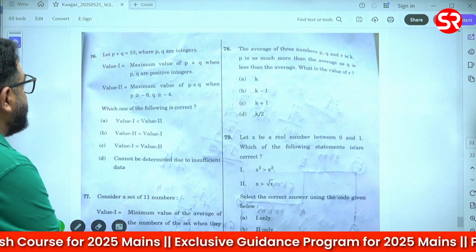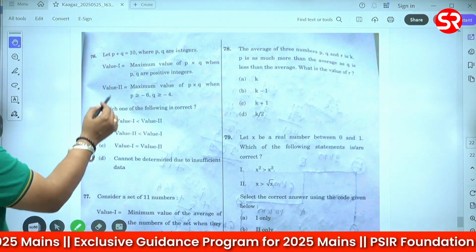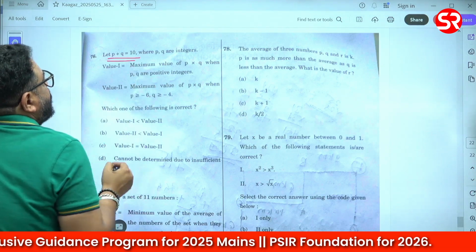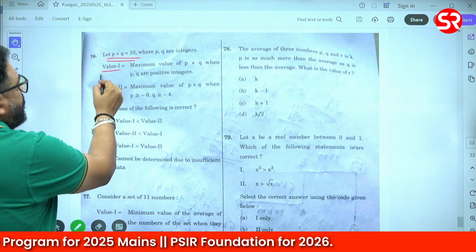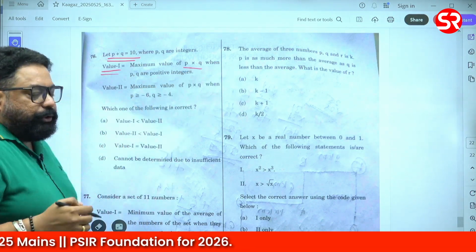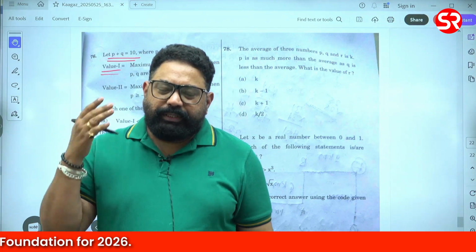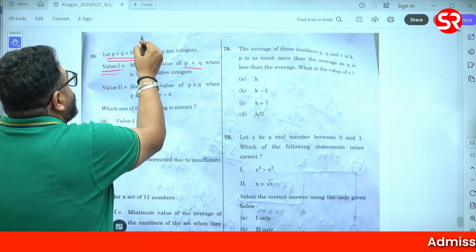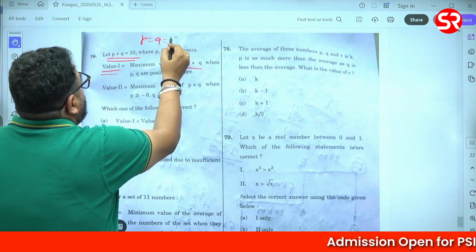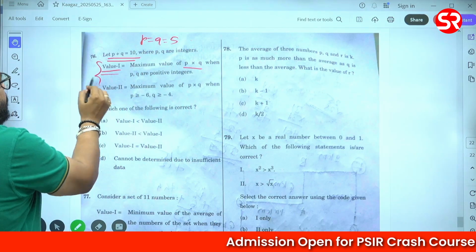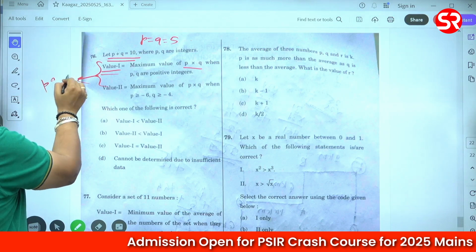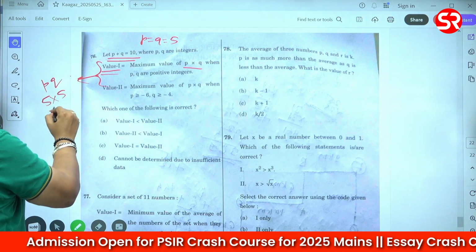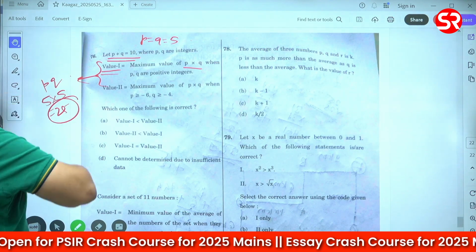Again, see this. He says P plus Q is equal to 10. P and Q are integer values, and we need the maximum value of P into Q. I have told you, whenever you're given the sum of two numbers, they are going to have maximum product when they are equal. So P and Q would be equal to 5, and the maximum value of P into Q is 5 into 5, which is equal to 25.